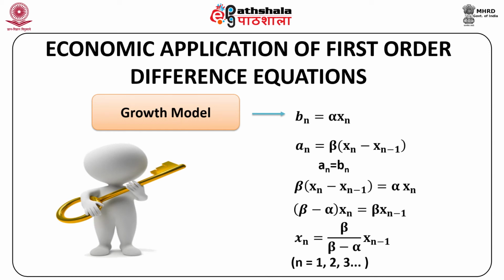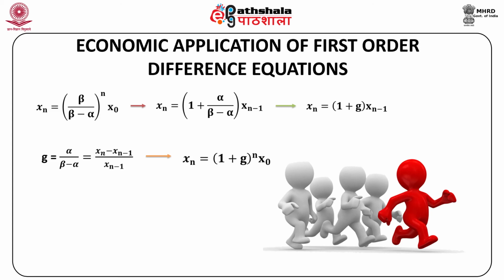So by equations 8, 9 and 10, we have beta (xn minus xn minus 1) is equal to alpha xn, or (beta minus alpha) xn is equal to beta xn minus 1, or xn is equal to beta divided by (beta minus alpha) into xn minus 1, where n is equal to 1, 2, 3, etc. This is equation 11. This is a homogeneous first order linear difference equation with constant coefficient whose solution is given by xn is equal to (beta divided by beta minus alpha) raised to the power of n into x0, which is equation 12, where x0 is the initial national income.